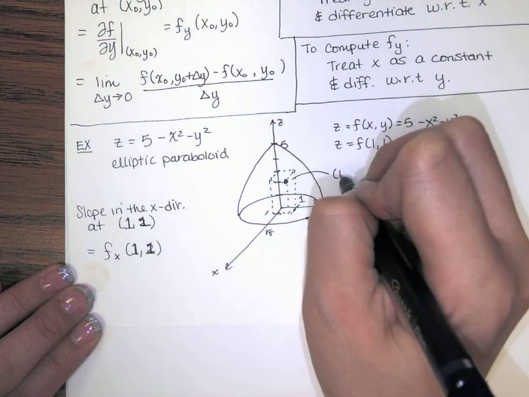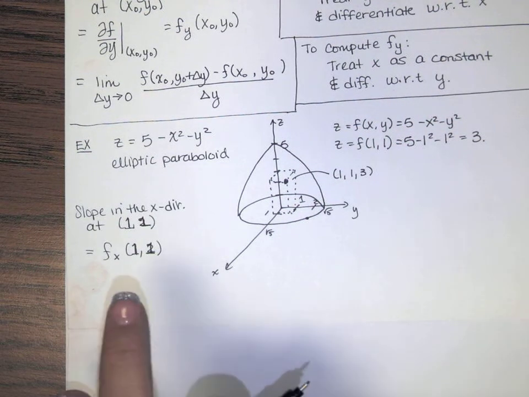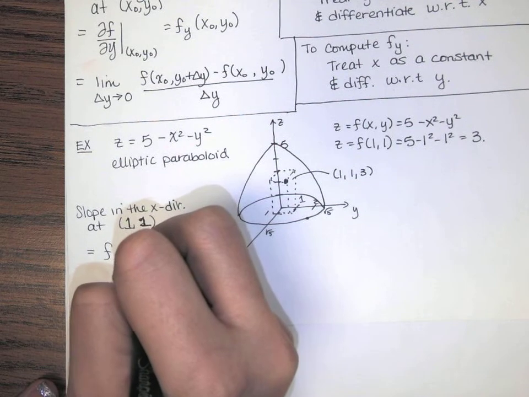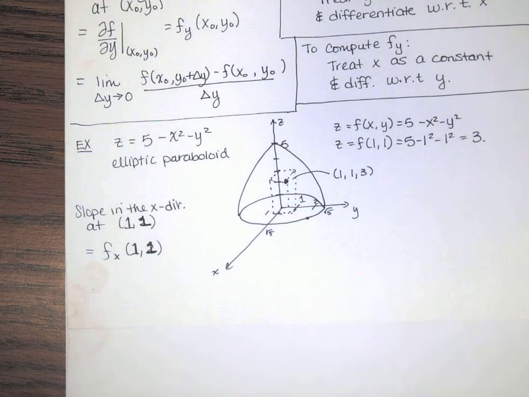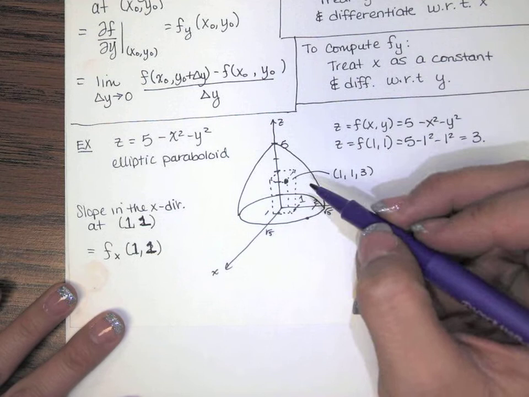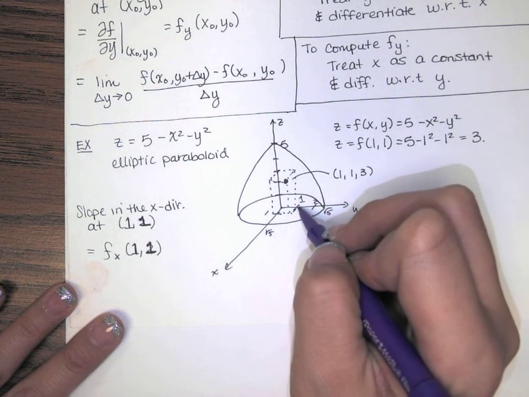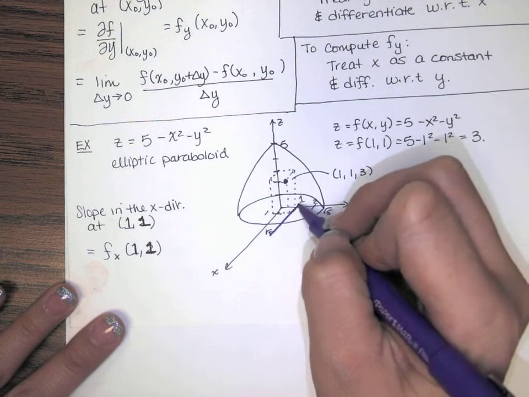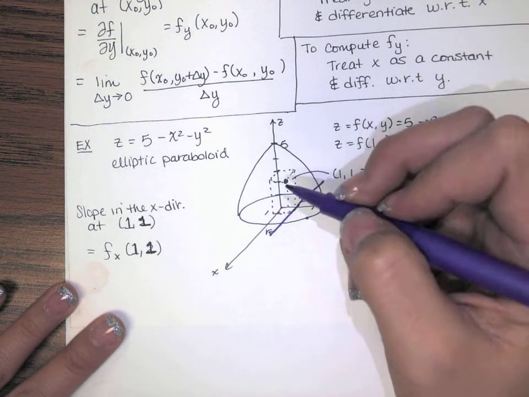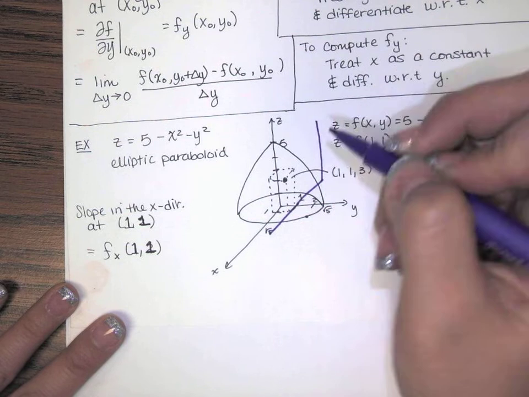So that's a point on our surface, 1, 1, 3. Now if I want the slope in the x direction at that point, and remember those are 1s now, not 2s, what I'll do is intersect my surface with a plane given by the equation y equals 1. So it's parallel to this line, y equals 1, my plane is. And then I'm seeing where that plane intersects the surface.